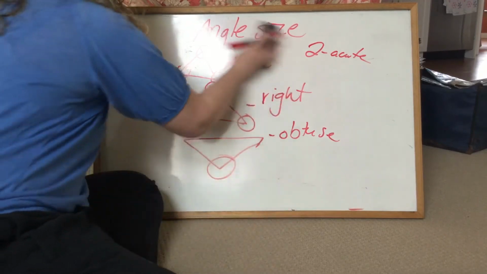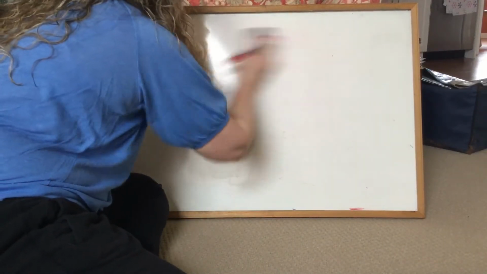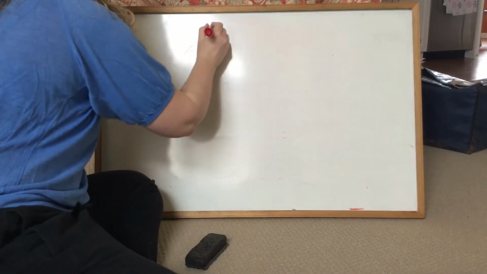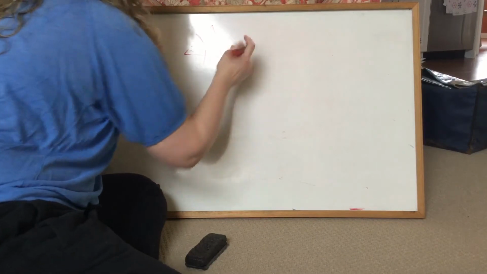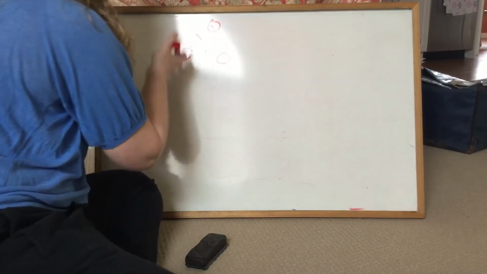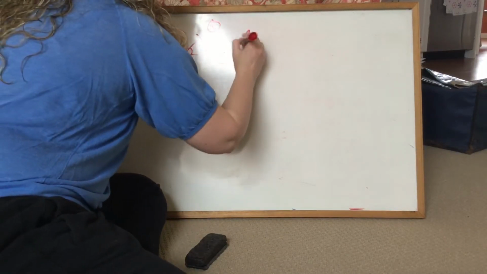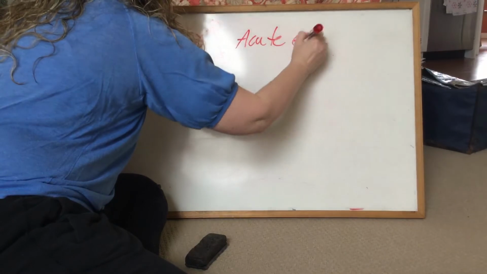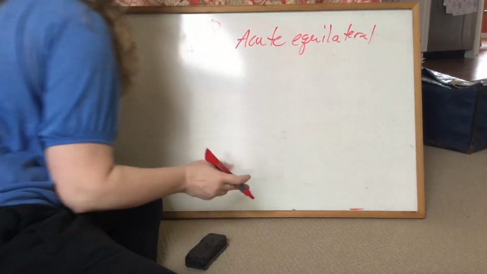So I'll erase this. So for an equilateral triangle, all equilateral triangles are acute because we know that it has to have the same amount of angle size inside, and each angle is 60 degrees. So always an equilateral triangle is acute.